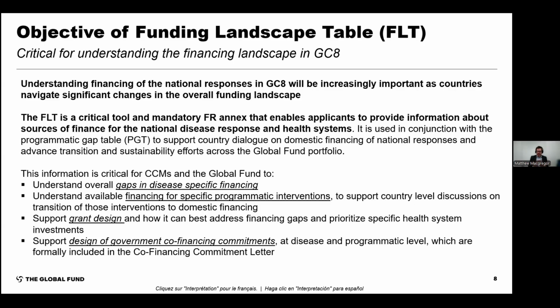And it supports the design of co-financing commitments. The funding landscape table is not the tool that captures the formal final co-financing commitments, but it helps us understand the landscape of financing so we can work closely with countries to develop those commitments. Next slide.